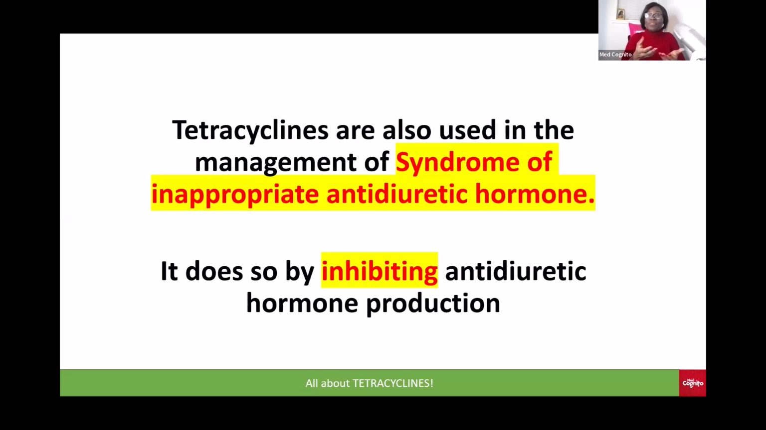pee more. So if you have a client with SIADH who cannot urinate, then we can use that feature of tetracycline, which is inhibiting ADH hormone production, to help the client to pee. So that is why tetracycline is used in the management of syndrome of inappropriate ADH hormone production. And the type of tetracycline used is called demeclocycline. You got it? Demeclocycline.